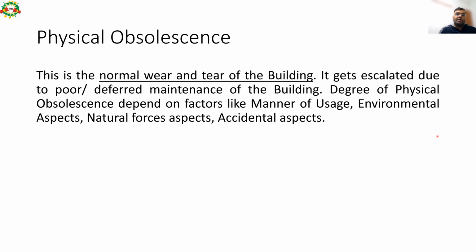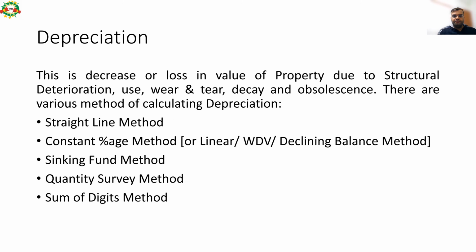So the next type of obsolescence is physical obsolescence. This is the normal wear and tear of the building, and it gets escalated due to poor and deferred maintenance of the building. The degree of physical obsolescence depends on factors like manner of usage, environmental aspects, natural force aspects, and accidental aspects. So keywords here in physical obsolescence: it is normal wear and tear, and it can be reduced with better maintenance of the building.